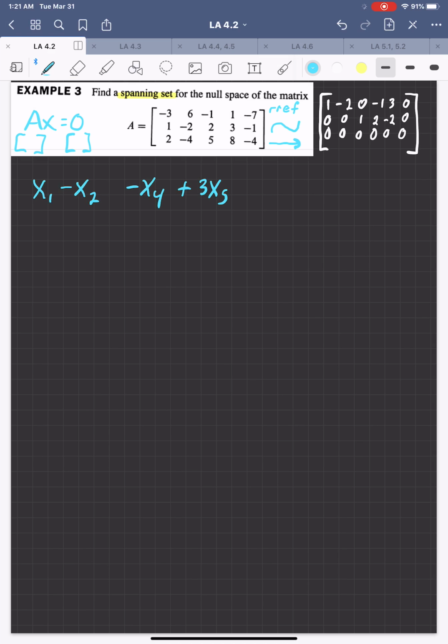So notice what I'm doing right now. We have 1, 2, 3 rows. So that would mean we would have 3 equations. Except we don't need the last row, the third equation, because it's all zeros. So we really only have 2 equations. But now how many unknowns?